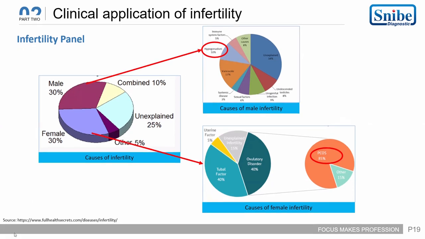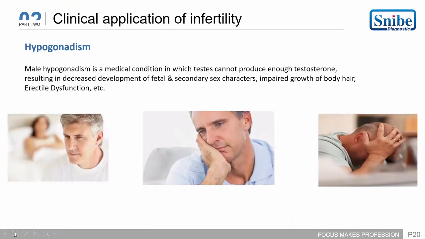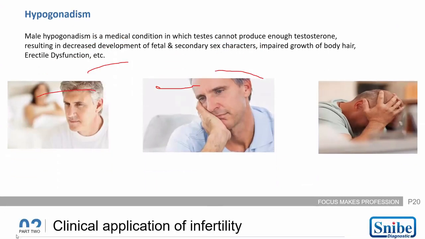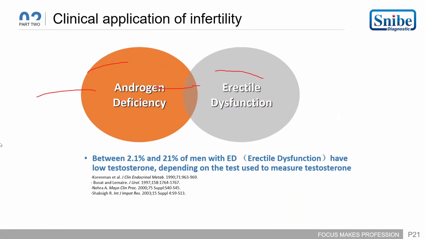If you go to hypogonadism, as you know, it's a medical condition in which the testis cannot produce enough testosterone, and the development of the fetal and secondary sex characters is decreased, with impaired growth of body hair, and erectile dysfunction is observed. So these are the clinical symptoms of hypogonadism, and then further clinical evaluation is required.